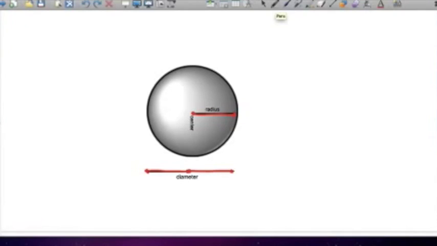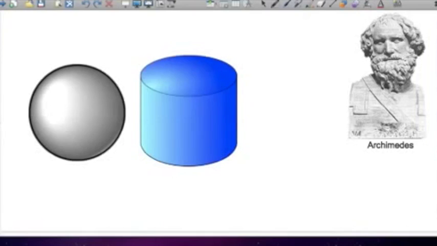Now, first thing we're going to do is talk about the surface area of a sphere. And in order to talk about the surface area of the sphere, what we're going to do is talk about Archimedes. Archimedes was born in Syracuse, Sicily. He was a Greek mathematician, engineer, and physicist. One of his greatest achievements was the discovery of how the volume of a sphere could be calculated by comparing it with a similar sized cylinder. But right now we're talking about the surface area.